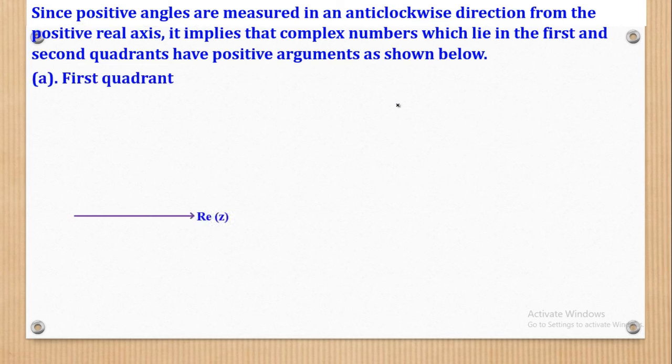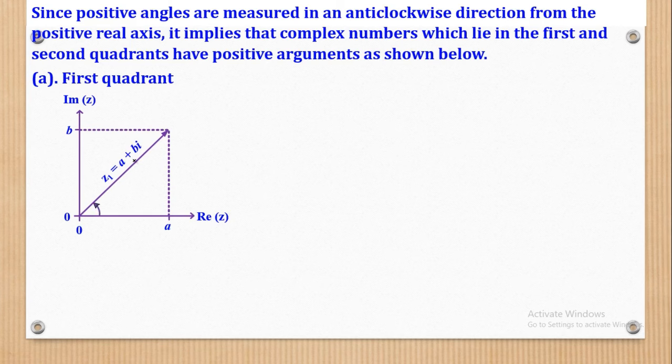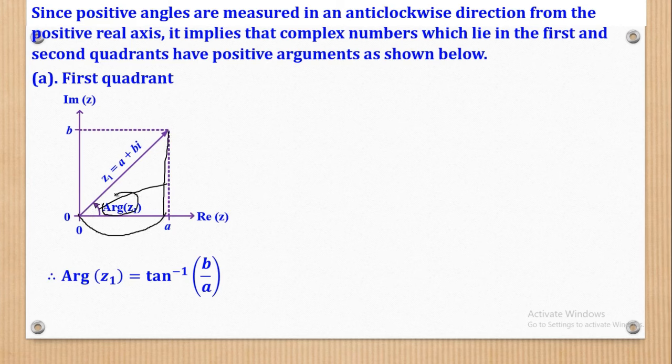For the first quadrant, the complex number will lie in this part. In other words, the real part will be positive and the imaginary part will be positive. So this is the real part A and the imaginary part is B. Therefore it will give you A plus Bi, and this will be the argument of Z1. The argument will be equal to arctan B over A, because this is the opposite and this is the adjacent. Therefore, tan of this angle will be equal to opposite over adjacent, which is B over A, and to get the angle we use arctan. Therefore, the angle will be arctan of that ratio.